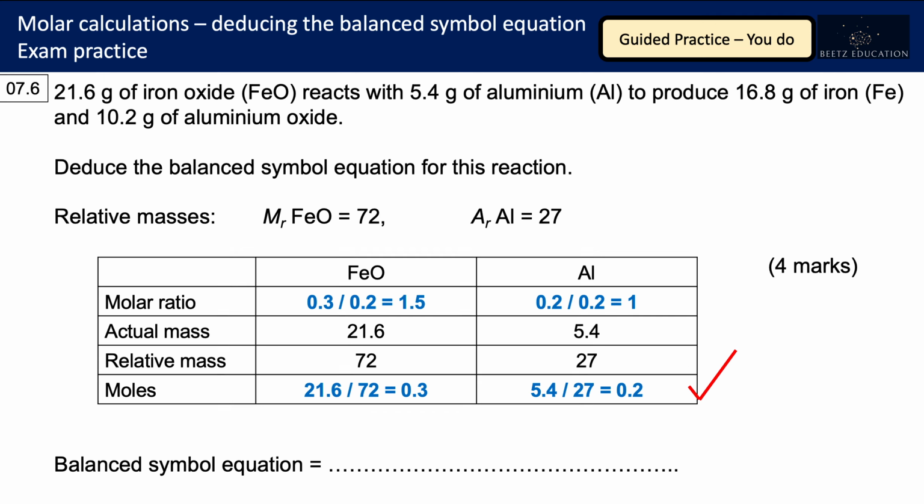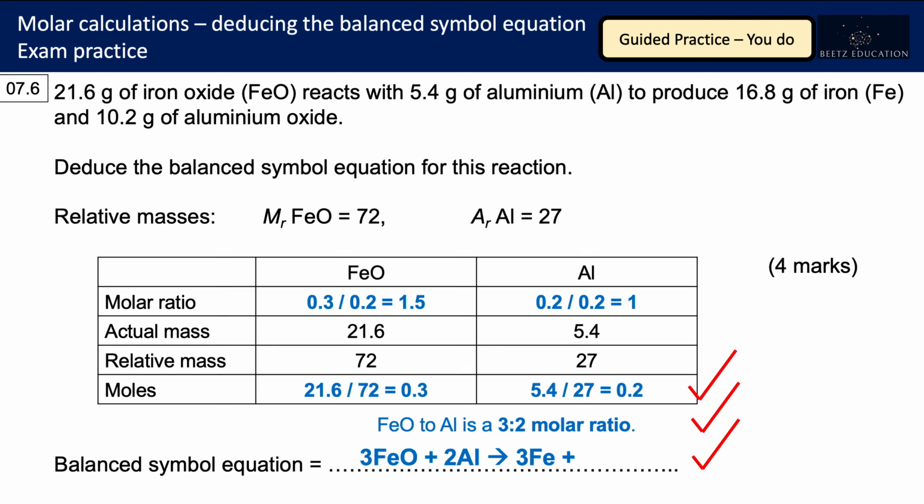We then need a molar ratio by dividing both by the smallest of the 2, so they've both been divided by 0.2 to give a 1.5 to 1 molar ratio, but that's not in whole number format, so that in this case is a 3 to 2 molar ratio of FeO to Al. You get a mark for that being shown clearly somewhere in your answer.